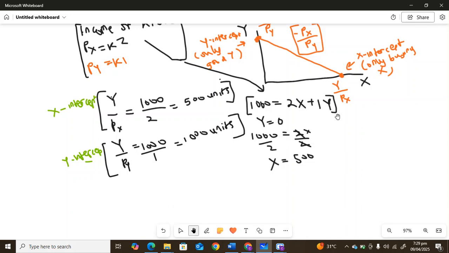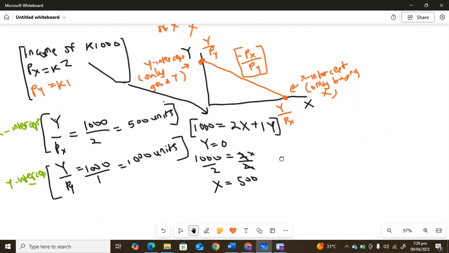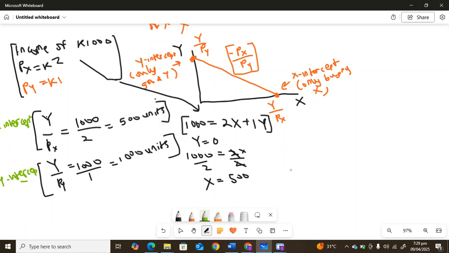Now let us interpret the slope. The slope is negative Px over Py. This negative just represents the downward slope. As you can see, the line is a downward sloping line. The price of good X is 2 kwacha. The price of good Y is 1 kwacha. So 2 divided by 1 is 2.